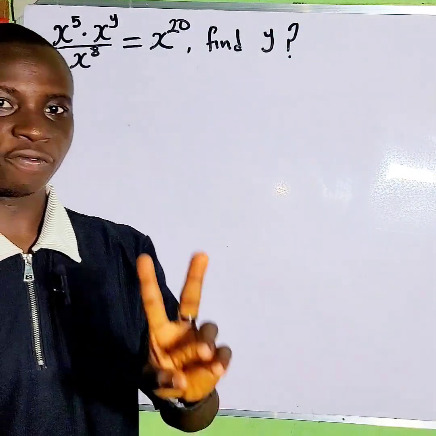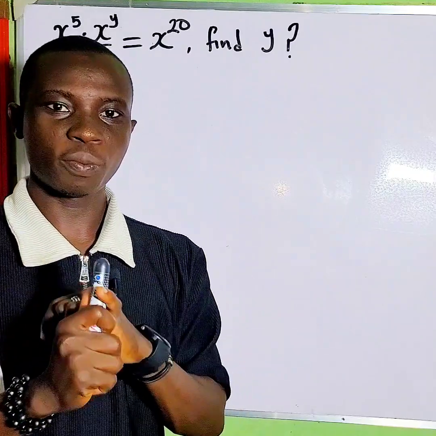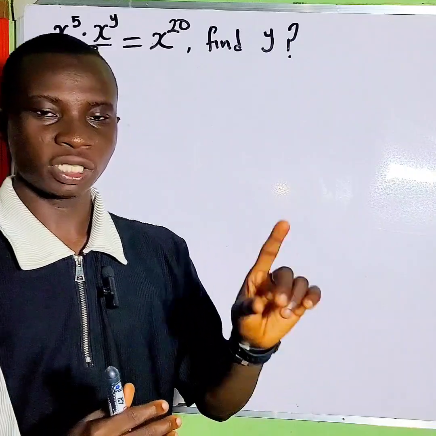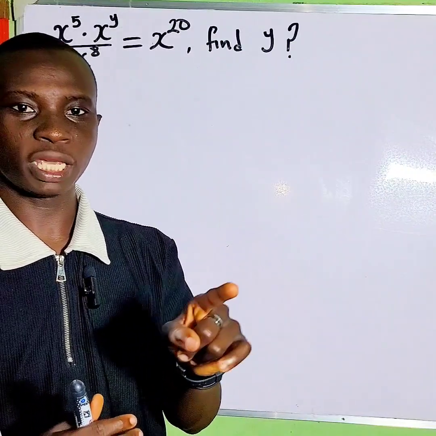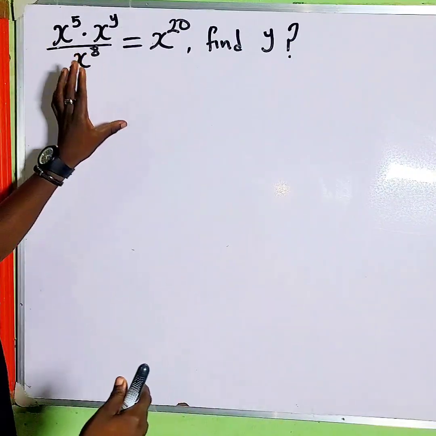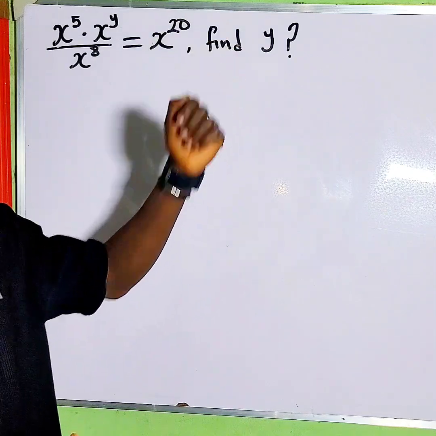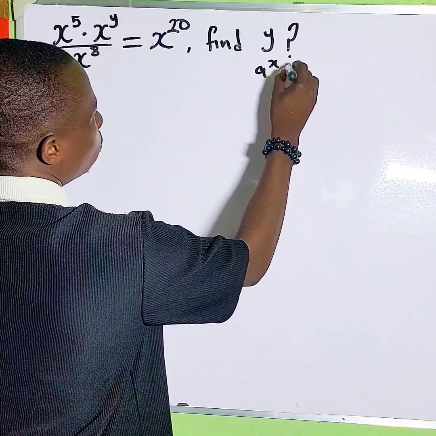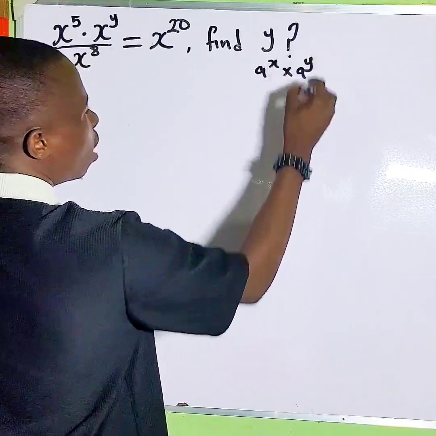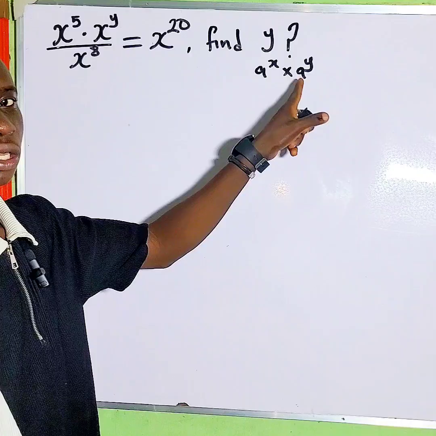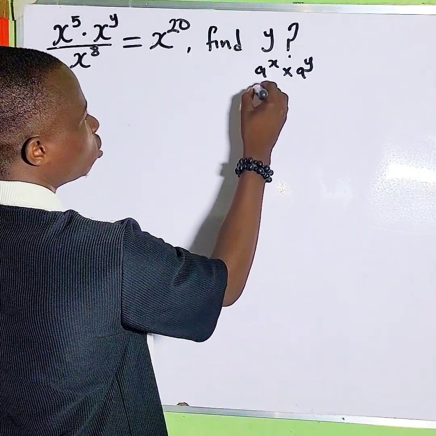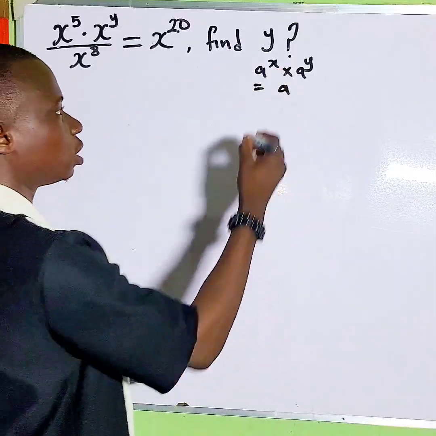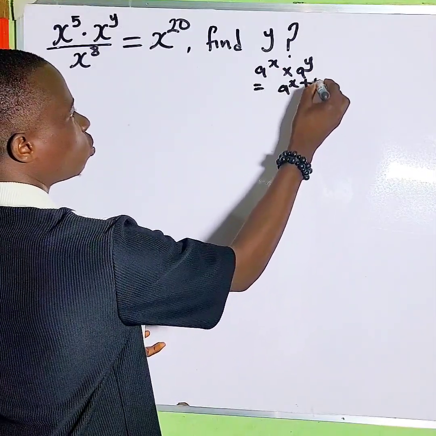To solve this equation, the first thing we need to recall is the multiplication property of indices. The law states that whenever you have an expression separated by multiplication with the same base, we write one of the base, then we add the power. So this is what I mean. For instance, you have a raised to the power of x multiplied by a raised to the power of y. If you look at this, it has the same base. So according to the multiplication property of indices, write one of the base, then you add the exponent. So the power is x plus y.